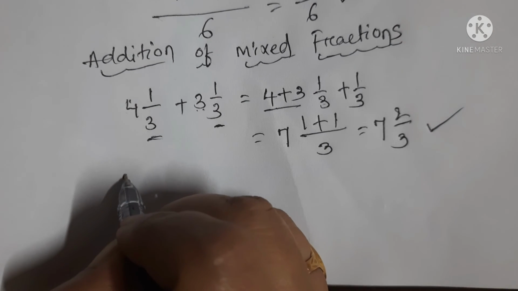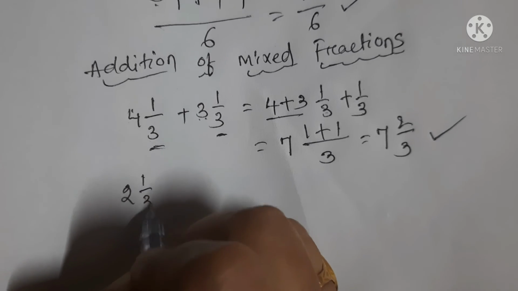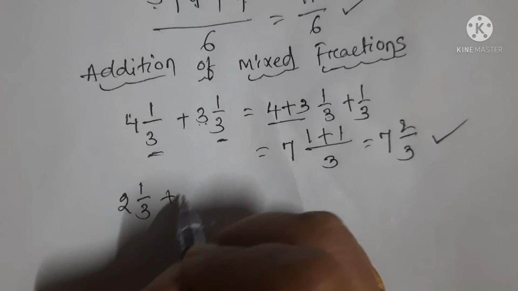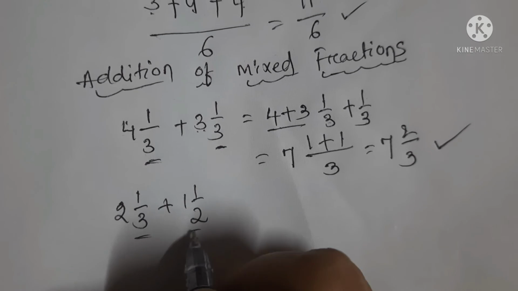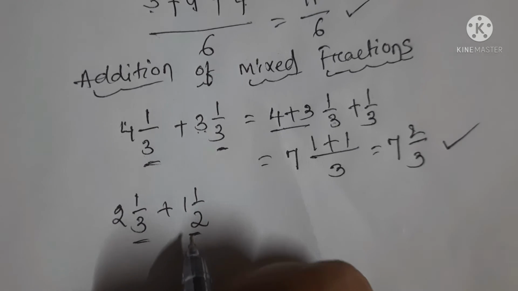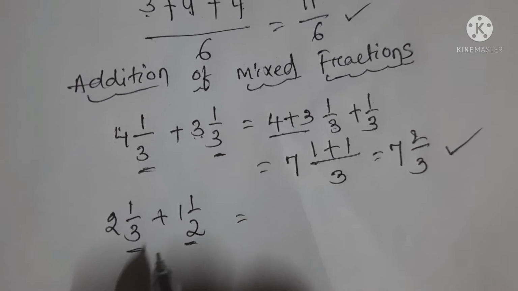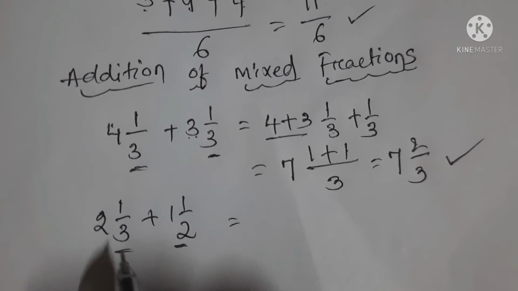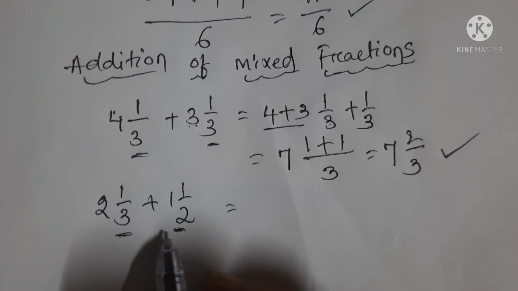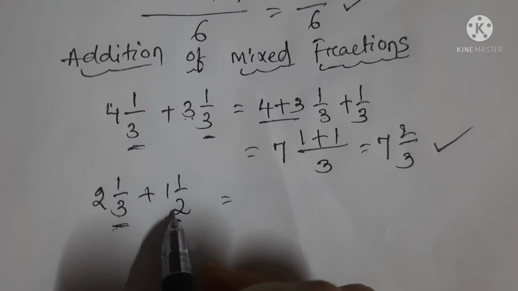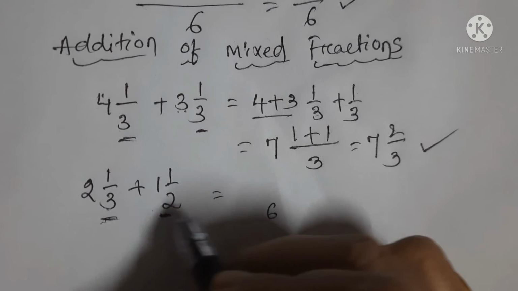We'll move to the next one. For example, 2 1 by 3 plus 1 1 by 2. Here these both denominators are different, means unlike fractions. Here you can't do it like the previous process. So you need to take the LCM, but I already told you these both are prime numbers, so there is no need to take any LCM for these two. If we directly multiply them, then we will get 6 here: 2 3s are 6.